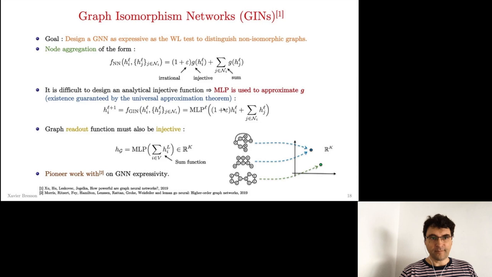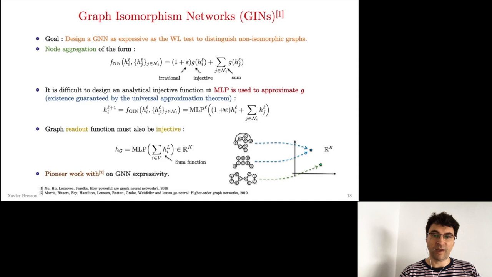And then it's possible to do it if you have an aggregation equation of this form, where G is an injective function, sum is also an injective operator, and epsilon is irrational. Okay, so it's not easy to define an analytical injective function G, but we can use an MLP to approximate it. It's guaranteed by the universal approximation theorem that such a function G exists.